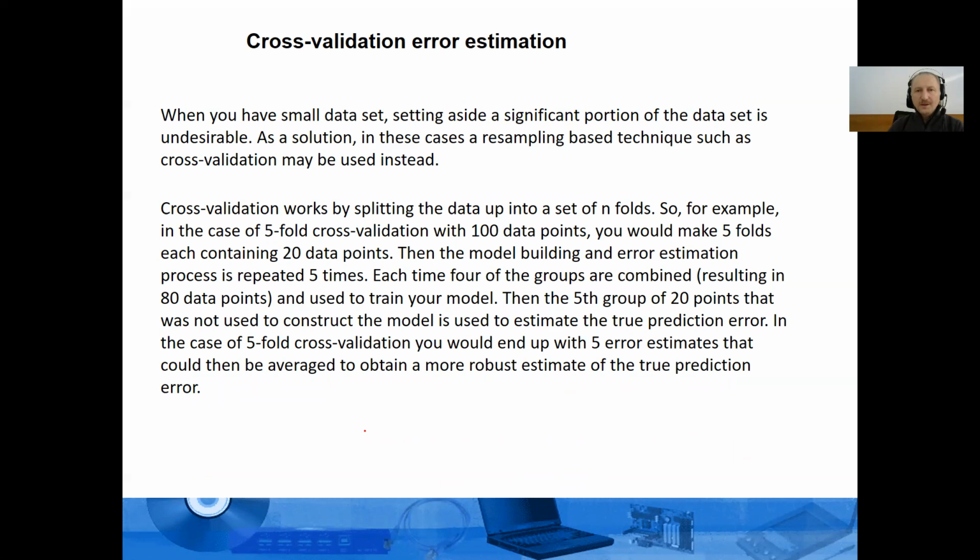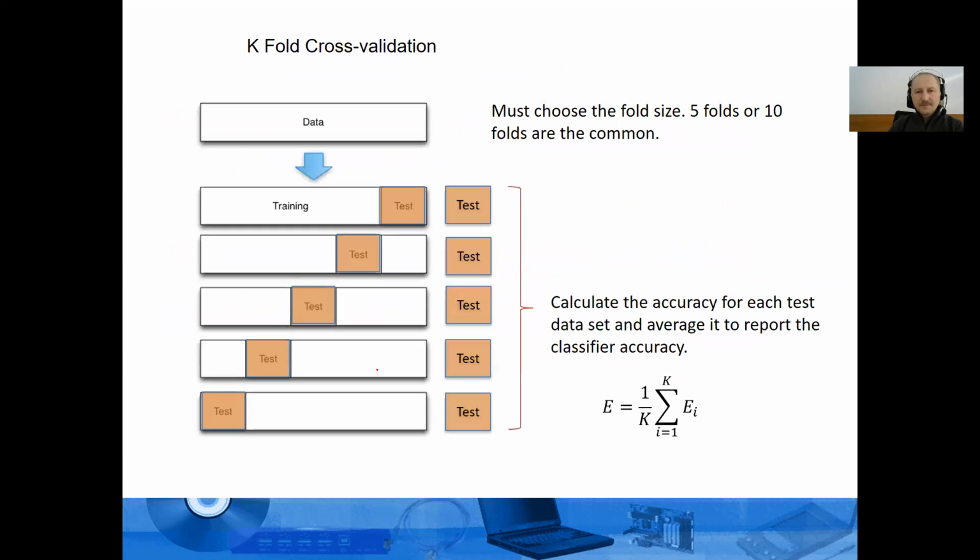So after the holdout method, the second method is cross-validation error estimation. In cross-validation, what are you going to do? You are dividing your data into several parts. For example, here you are dividing your data into 5 parts. In the first round, 4 parts of data you are going to use to train, and 1 part of data you are going to use for testing.